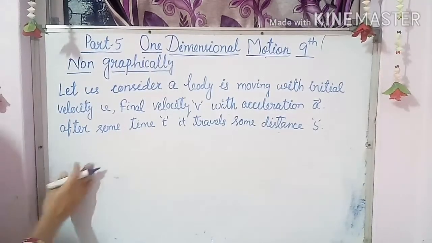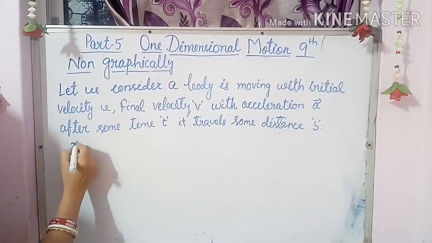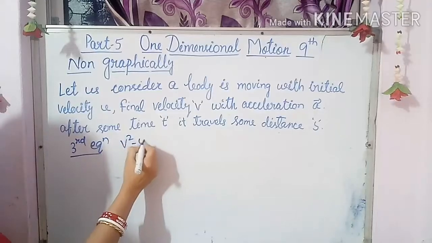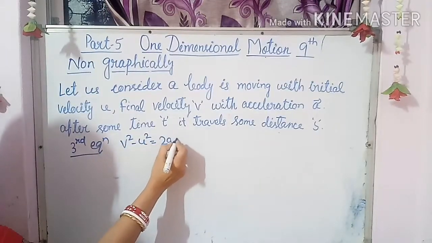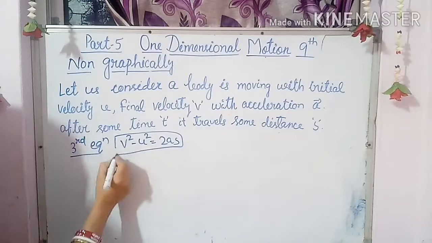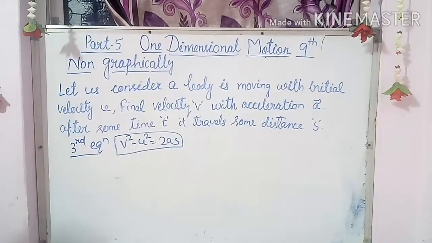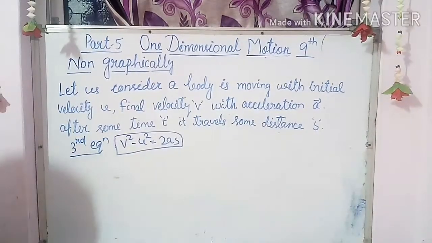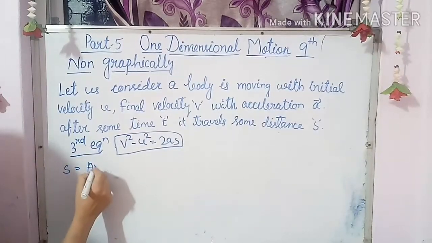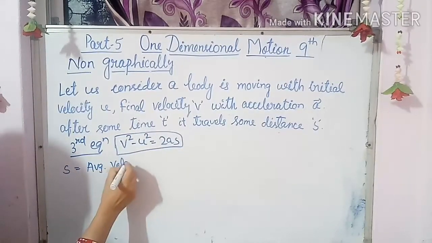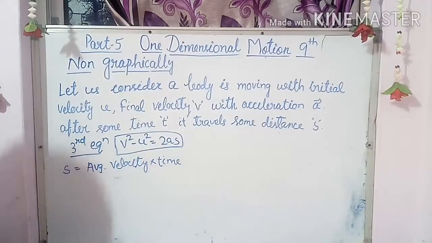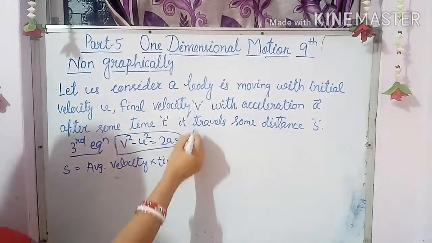Now children, let's see the third equation. As I have already told, the third equation, and proved also graphically, is V square minus U square equal to 2AS. So again here we are going to prove this equation from the definition. Here also our motto is to find out the distance traveled. So the same formula you have to apply: S equal to average velocity into time. So again the same process you have to adopt.